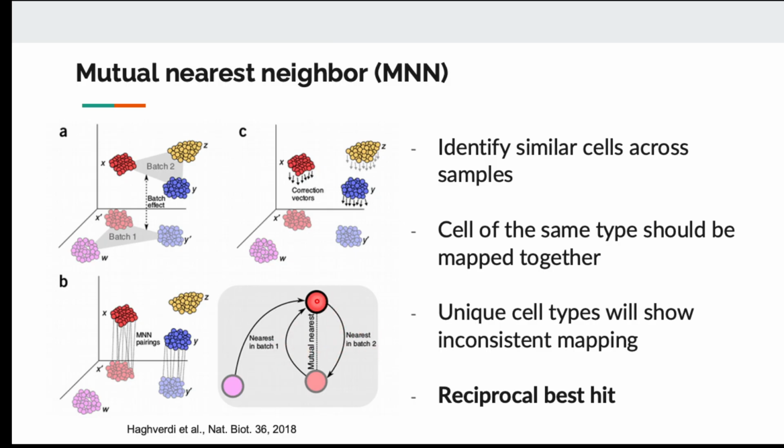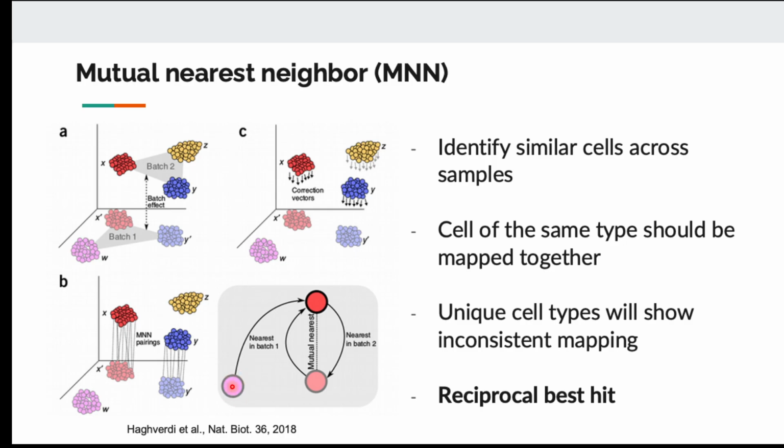So you have the arrow pointing from red cell in batch 2 to red cell in batch 1, and also from red cell in batch 1 to red cell in batch 2. So this means that they are mutually similar. So compared to other cell types, the red cells are more similar to each other, even across batches.